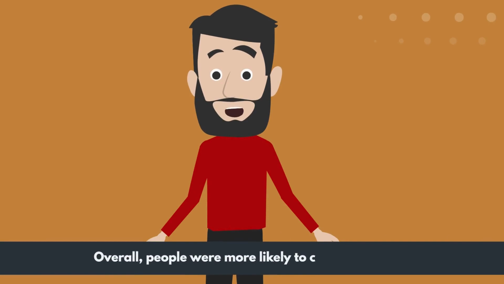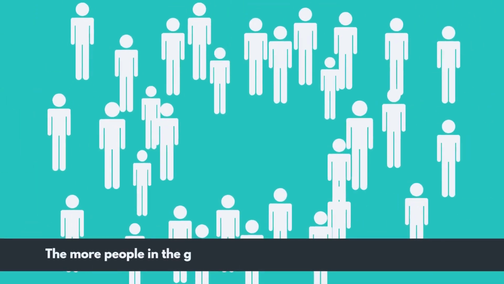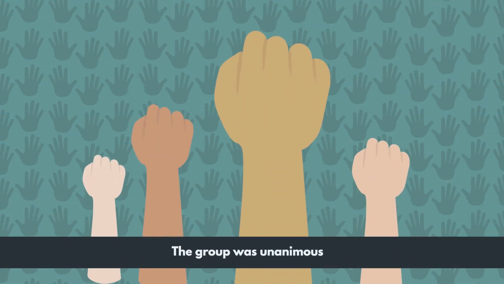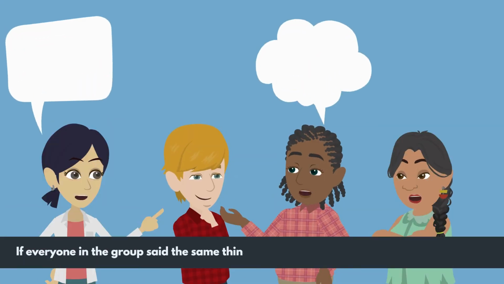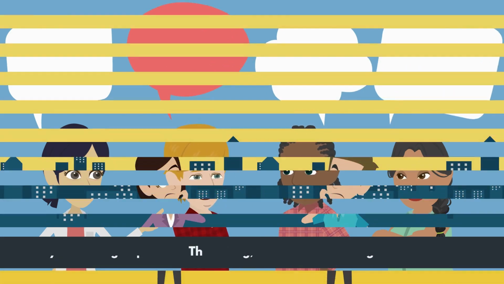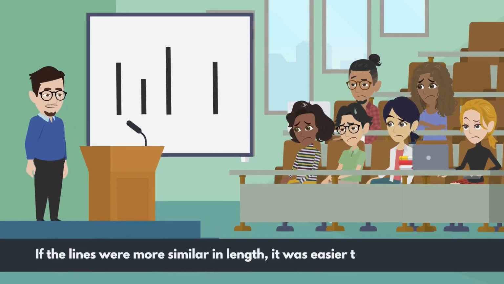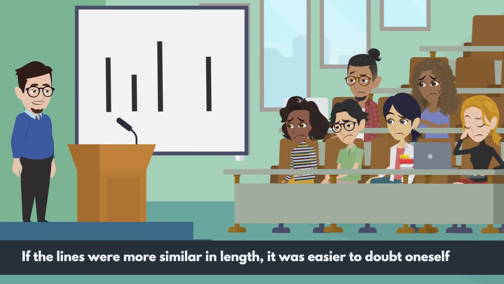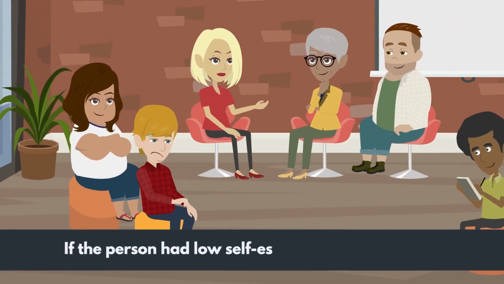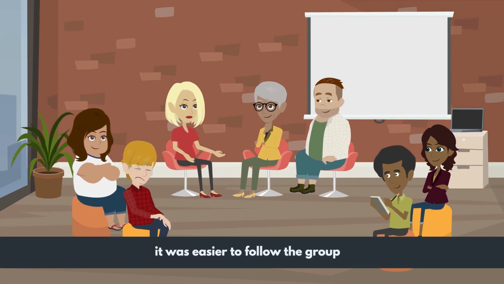Overall, people were more likely to conform when the group was larger. The more people in the group, the more pressure there is to conform. The group was unanimous. If everyone in the group said the same thing, it was harder to disagree and be the outlier. The task was harder. If the lines were more similar in length, it was easier to doubt oneself. The person was less confident. If the person had low self-esteem or was unsure of the answer, it was easier to follow the group.